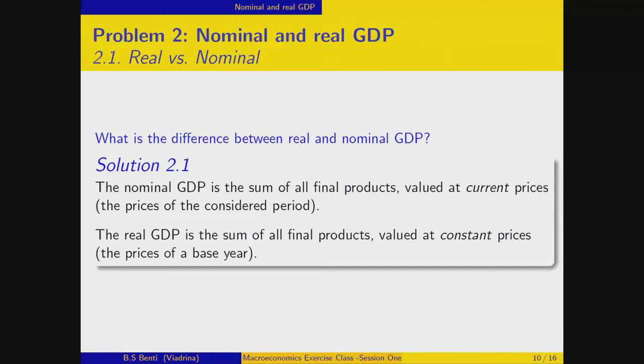The real GDP, on the other hand, is the sum of all final goods valued at a constant price. So the constant price is selected as a price from a base year, and the real GDP is calculated by considering only this base price.